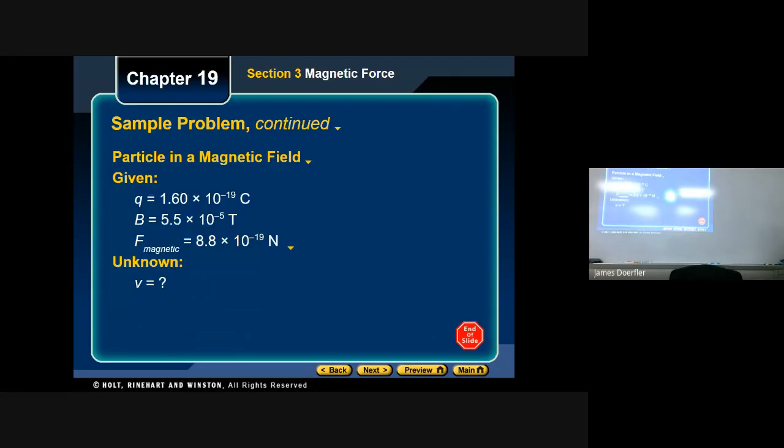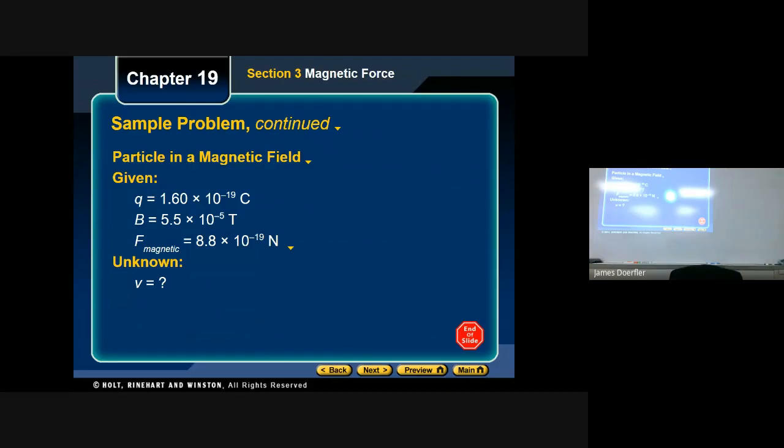What do we know? First of all, the charge, it's in your book way back when. The charge of a proton is this value. If you want to write this value on your formula sheet, that's fine. 1.60 times 10 to the negative 19th coulombs. Anybody tell me what the charge of an electron would be? Negative that. Okay.